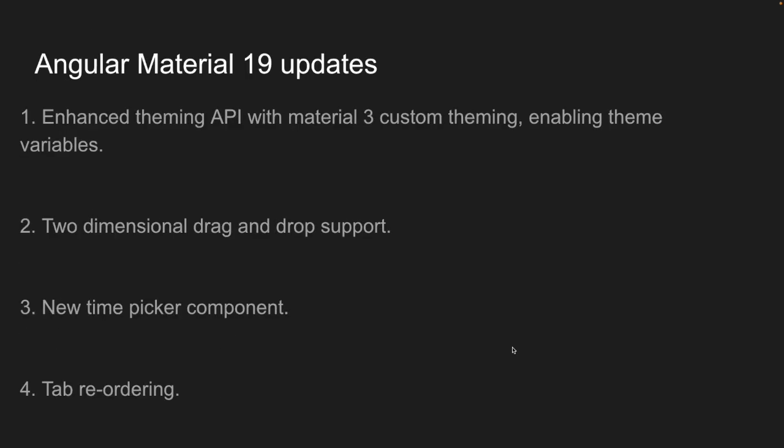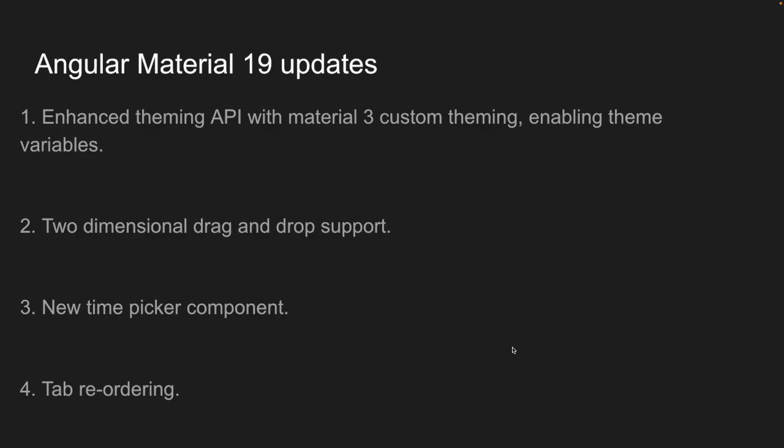So what are the different Angular Material 19 updates that came in? They have enhanced the theming API with Material 3 custom theming. So now theming is very easy by using theme variables. You can override the Material theme variables very easily, but it was very hectic in the earlier versions.